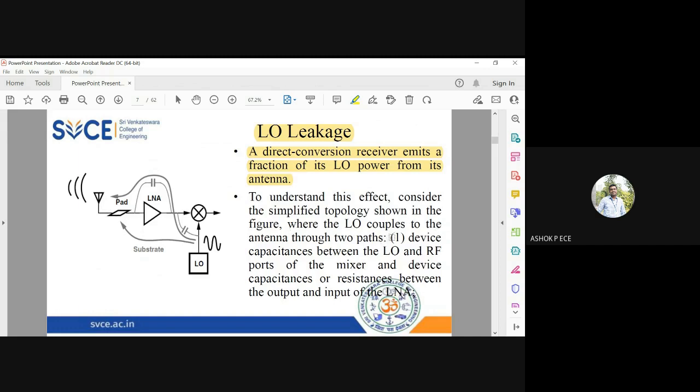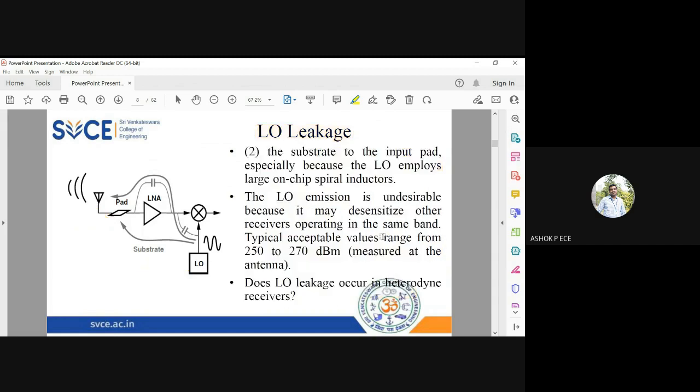One is because of the device capacitance and the device resistance between the input and output ports of the LNA. You know, at high frequency the capacitances are going to provide a short circuit, so the LO power will couple to your antenna. So LO leakage happens. One mechanism is between the capacitance and resistance of your system, and the second one is using the substrate. The substrate is going to employ large inductors which are going to essentially leak your LO power to your antenna.